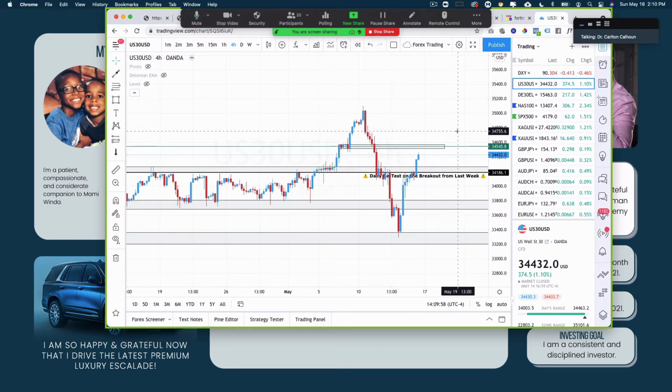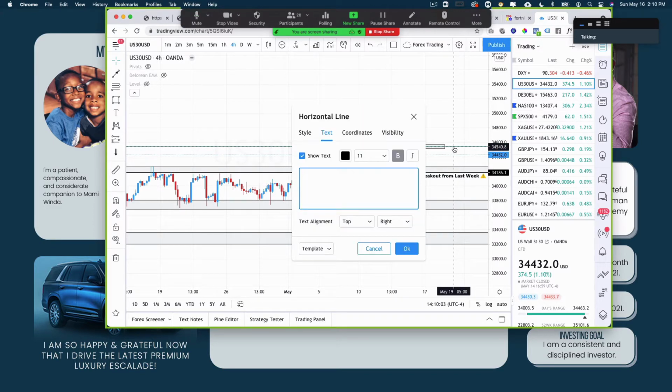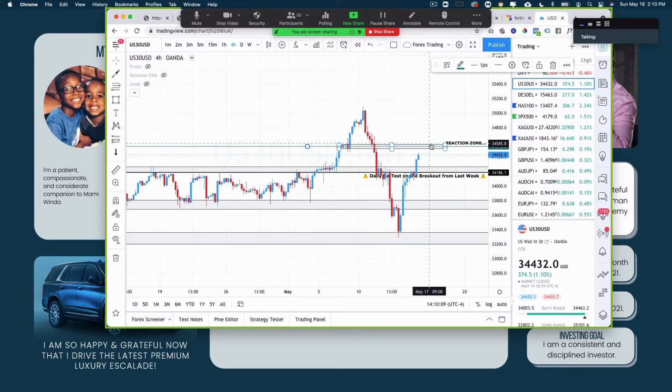So what I'll be looking for this week, I'm going to call this a reaction zone. See what happens here? If it breaks, the next target is here.